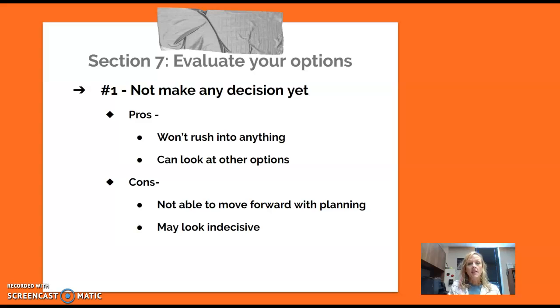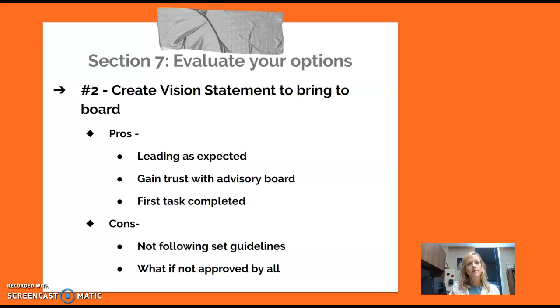As far as not making a decision yet, the pros would be you wouldn't be rushing into anything. You can look at other options. Cons would be you're not able to move forward with planning, so you'd be at a standstill. And as a principal, you may look a little more indecisive and not as a leader.